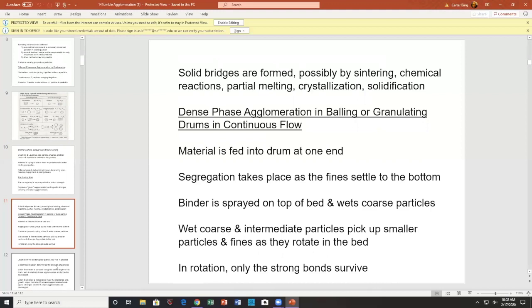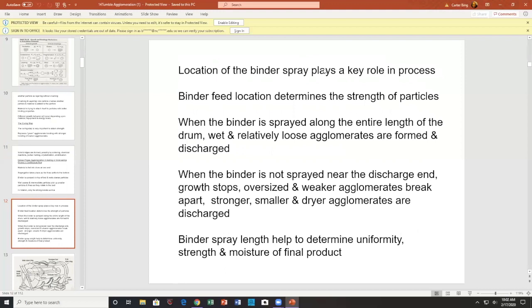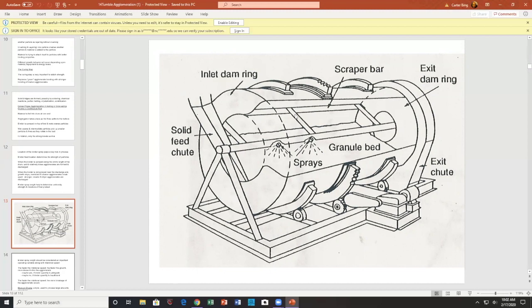Location of the binder spray plays a key role in the process, believe it or not. The binder feed location determines the strength of the particles. That's interesting. Let me give you a case in point. We have the feed here. We have a balling drum. We have an exit dam down here. But in there, we also have the spray bar. The spray only hits a portion of the top of the bed, or it hits all the bed, depending upon what you want as a product. Again, there could be a partial wetting of the bed or full wetting of the bed.